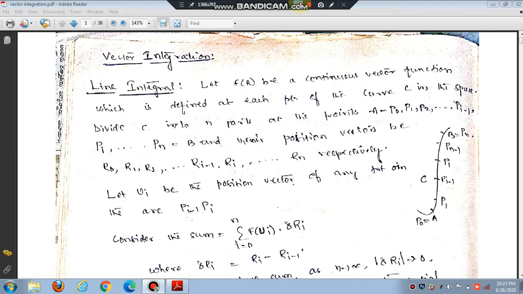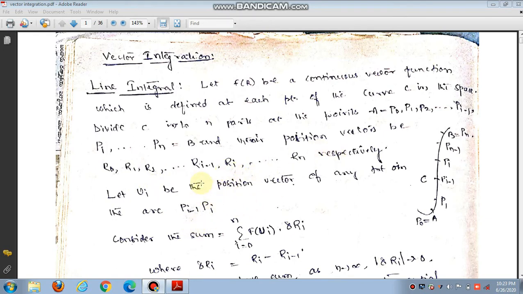Let f of r be a continuous vector function which is defined at each point of the curve C in space. If you see here on the right hand side, we are defining a curve having points from A to B and dividing C into n parts. At the points from A, the n parts are P0, P1, P2 and so on, up to Pn minus 1, and the terminal point is Pn, which is equal to B, and their corresponding position vectors are R0, R1, R2 and so on, Rn.